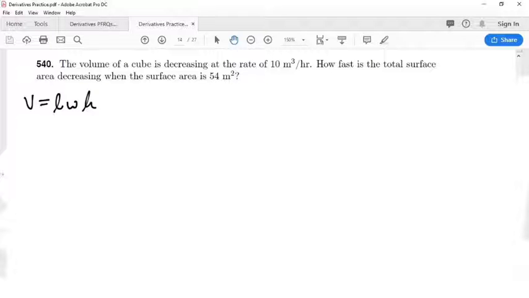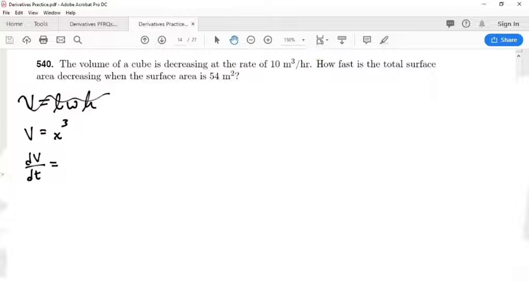So instead of doing this, I can just say the volume equals x to the third power, because length and width and height are all the same, so it'll just be x times x times x, which is x to the third. And then it says the volume of a cube is decreasing. Oh, decreasing at a rate. There's that magic word, rate. Volume, rate. So it's dV over dt. And it's decreasing at a rate of 10 meters cubed per hour.